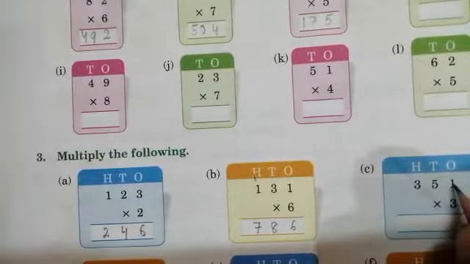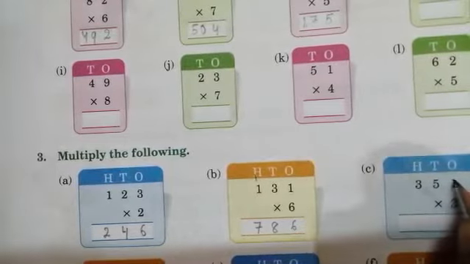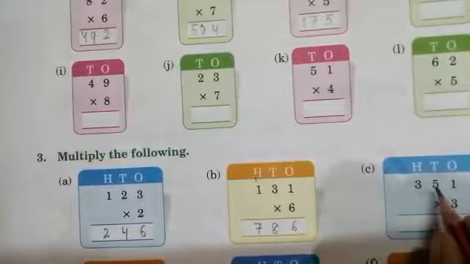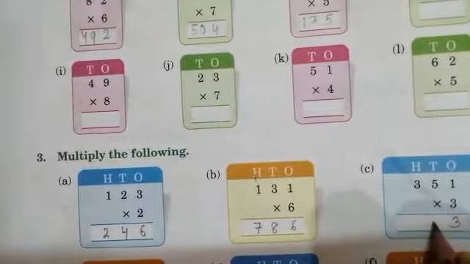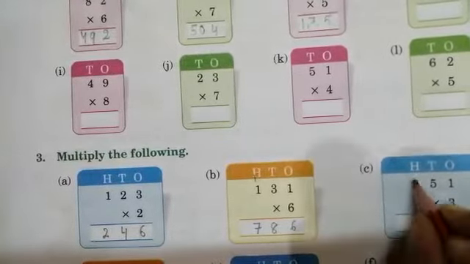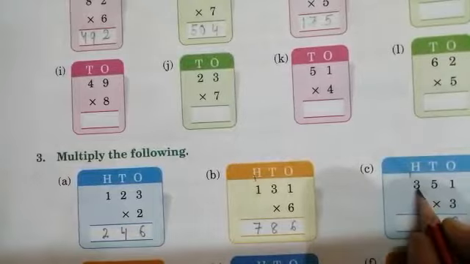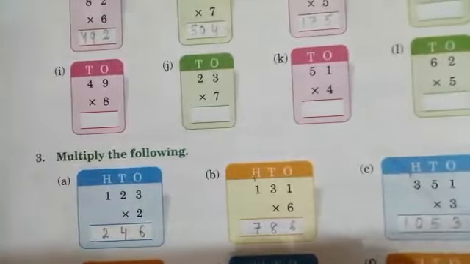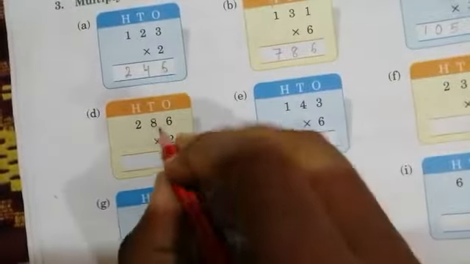Question number C, 351 into 3. In the ones place 1 into 3 is 3. In the tens place 5 into 3 is 15. 5, carried 1. In the hundreds place 3 into 3 is 9 plus 1, 10. Our answer is 1053.